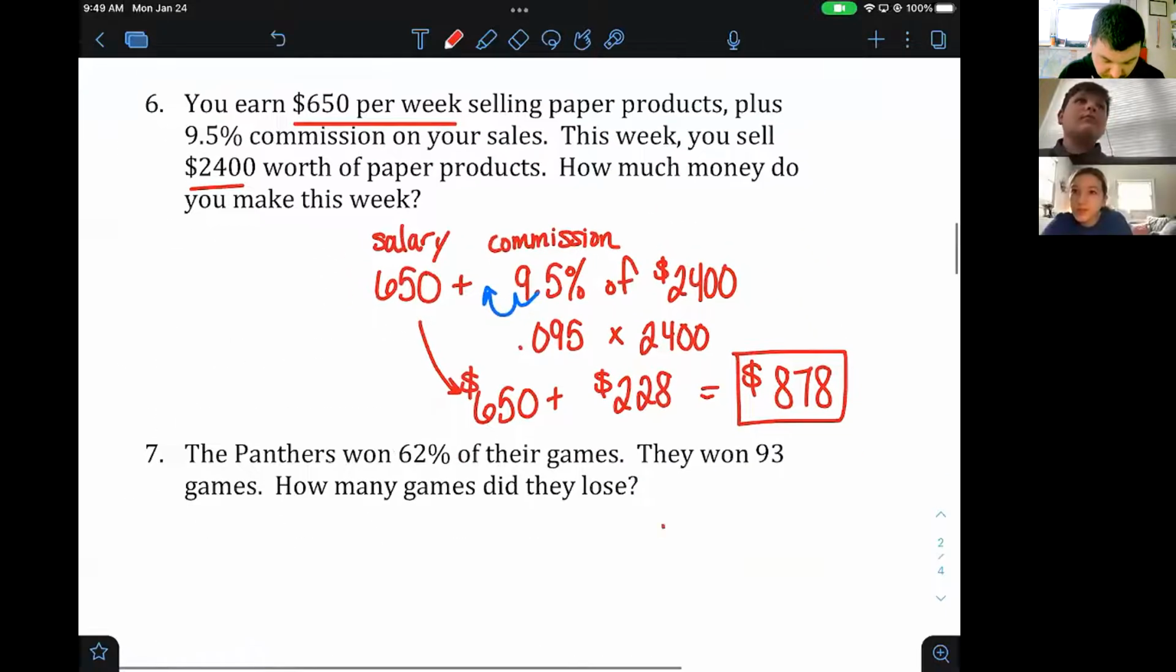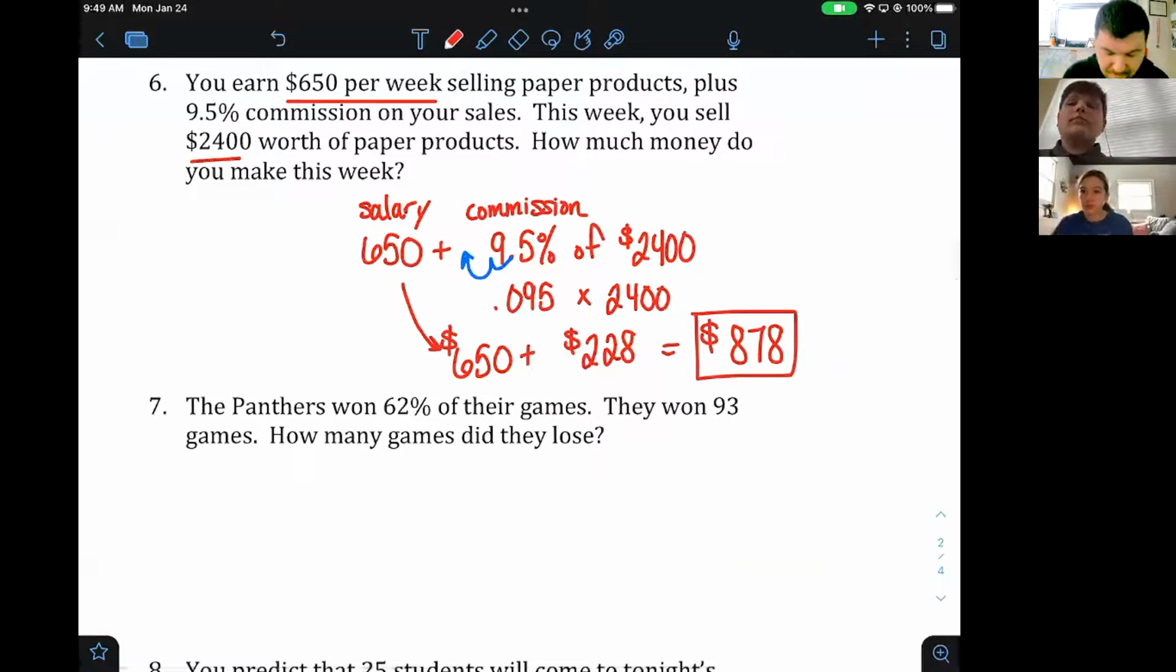Okay, we're ready for number 7. Number 7 says the Panthers, this is us, won 62% of their games. They won 93 games. How many games did they lose? Oh, so there's an added twist here. How many games did they lose?